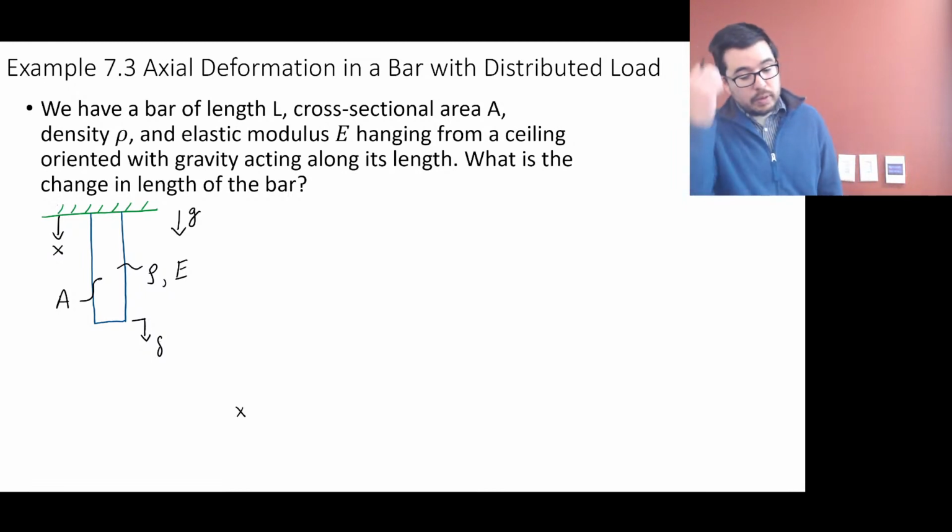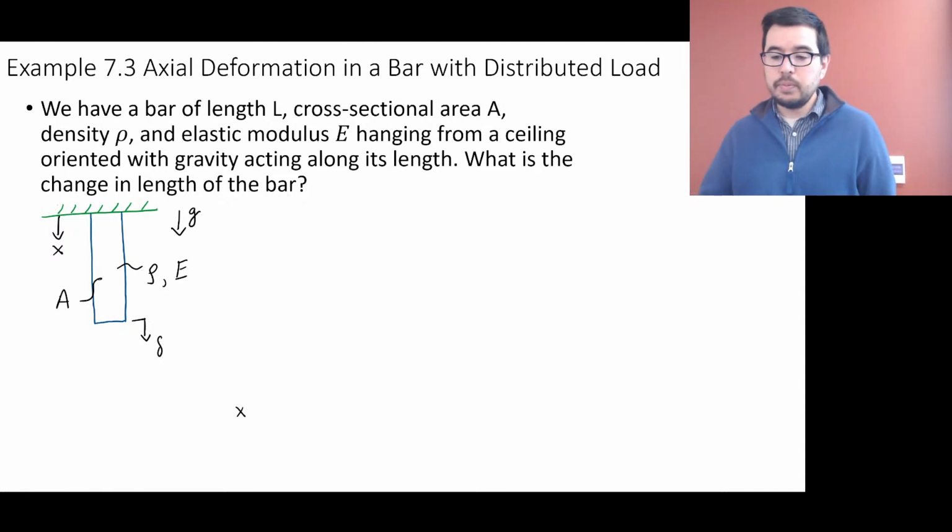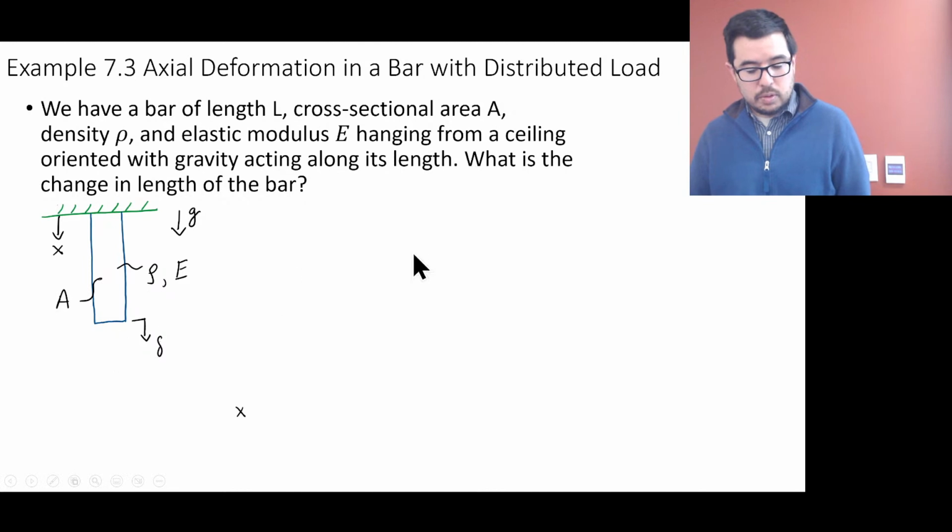We have a bar of length L with cross-sectional area A. It has density rho and elastic modulus E, and it's hanging from a ceiling. We have gravity acting downward, and we're interested in the change in length of the bar.